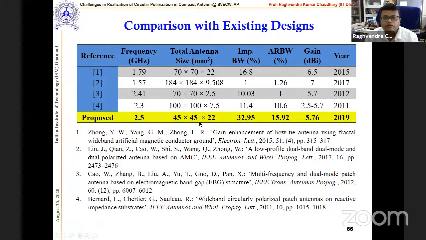It's 45 by 45 by 22. The axial ratio bandwidth and everything are really very good. You can see these papers, published in 2015, 2017, and some very recent papers, in different journals actually. So you can think this kind of work is really very important, and you can combine it into smart antennas as well. What we are doing is developing smart antennas with the help of CP antennas and small antennas, so you can carry out research in this area.